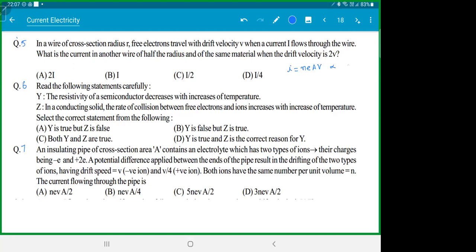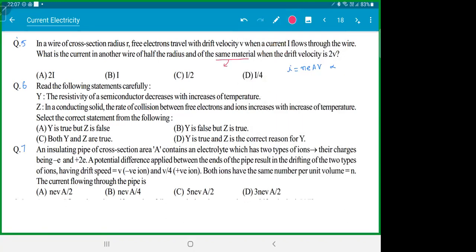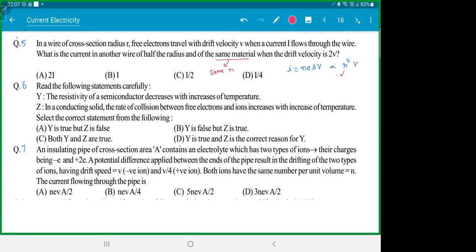You said same material, na? Same material, meaning n will be the same. So current is proportional to R squared into velocity. R became half, so it is 1/4. V became double. So that is half, current I by 2. Make sense? Got the logic of what we did there? I is proportional to R squared into velocity. Velocity is double and R squared is 1 by 4.